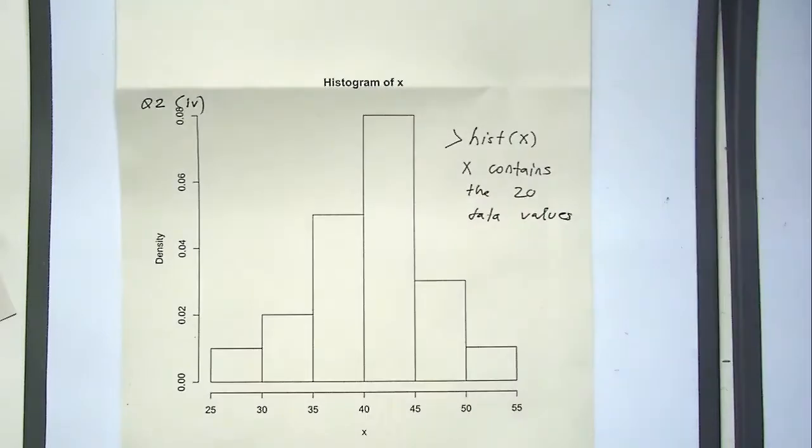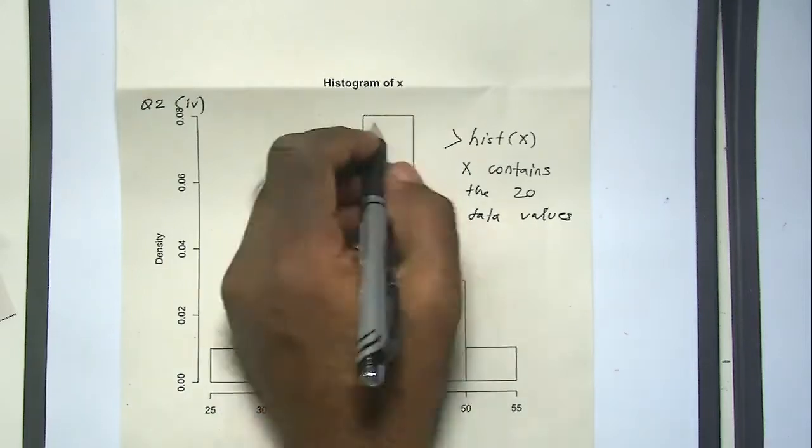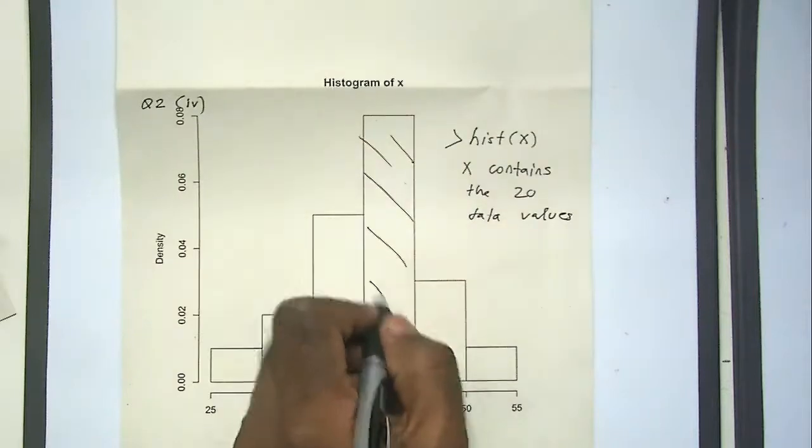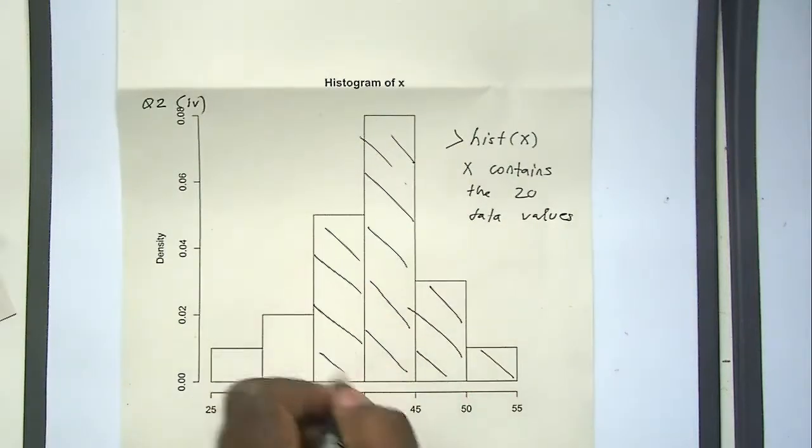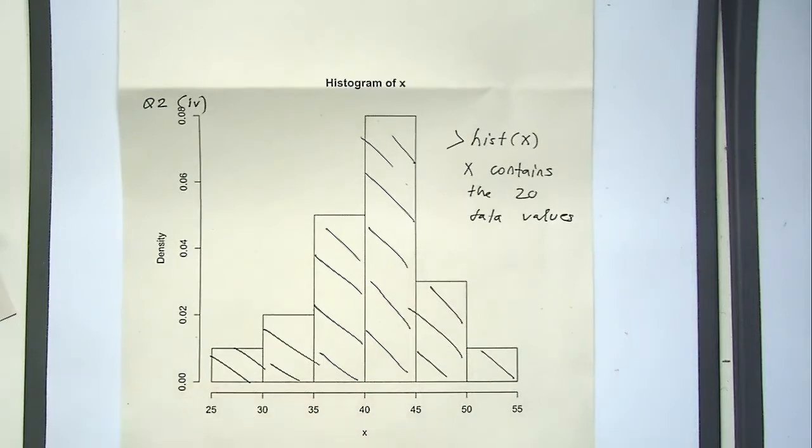All right, now let me explain why I have to divide by 20 and 5. The reason for that is because if you add up all the areas of the bars, right, they must add to what? You did this in probability 1, guys. For any density, the area must be what? Must be 1, right? If you don't divide by 5, the area will not be 1.